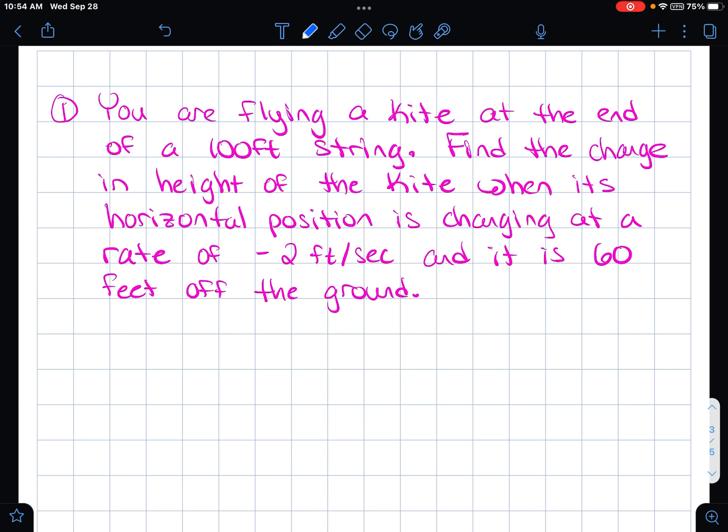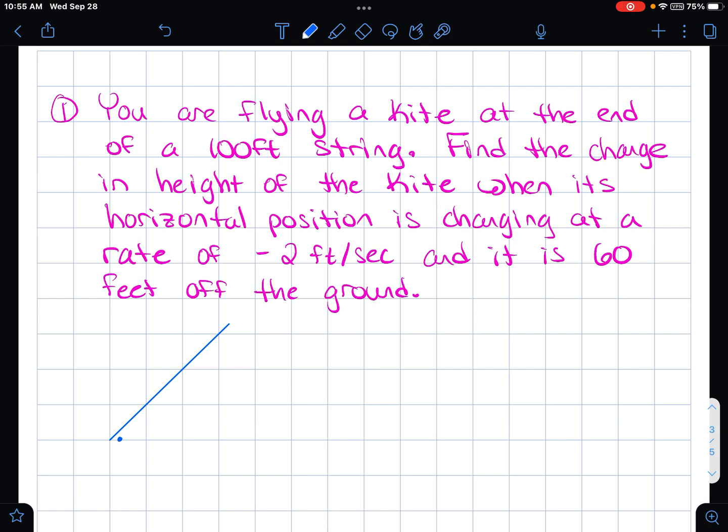So let's see if you can take a moment and draw a picture of this and define all of the variables that you know. Pause the video and go do that. Okay, welcome back. Let's draw in what we know. And let's just say that this kite is attached to the ground. That way we don't have to worry about how tall the human being is that's holding it.